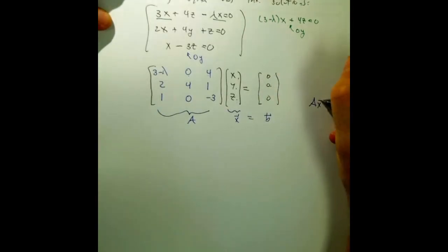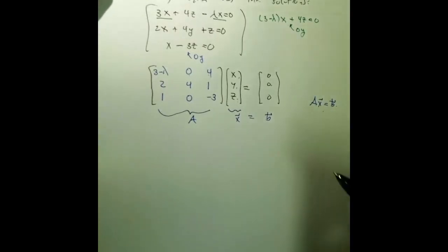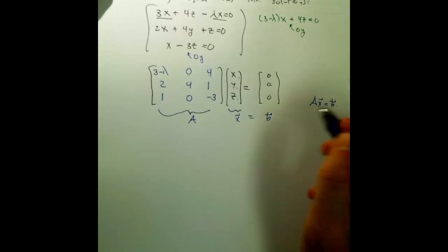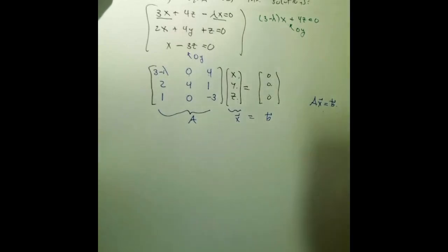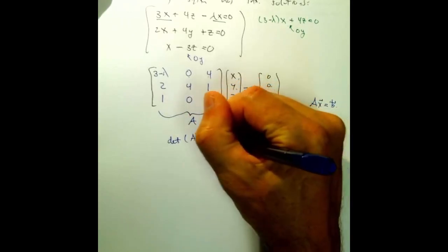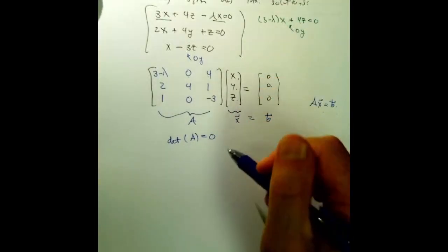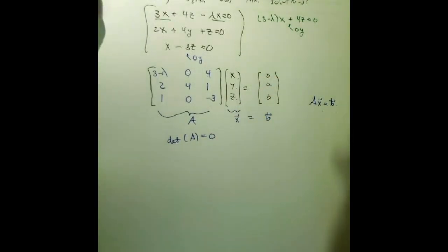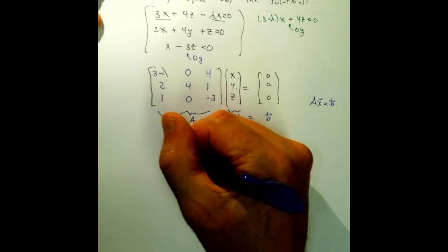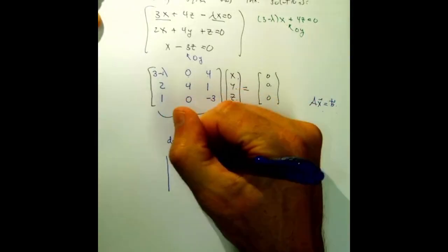So this is now in the form Ax equals b. I know x equals 0 will work. And I want to make sure that there are other solutions. And that's only going to be true if the determinant of A is exactly equal to 0. Because if the determinant of A is not 0, that means I have unique solutions. So the idea is I want to get a value of lambda so that the determinant is 0.